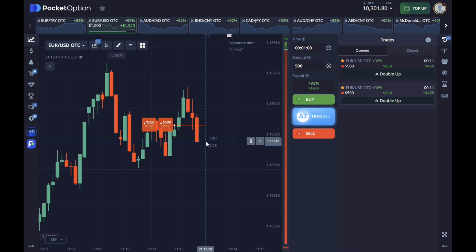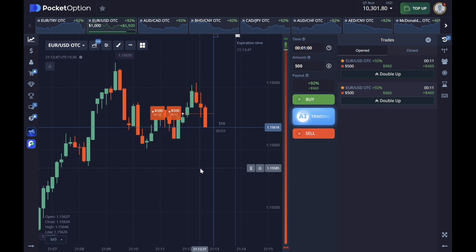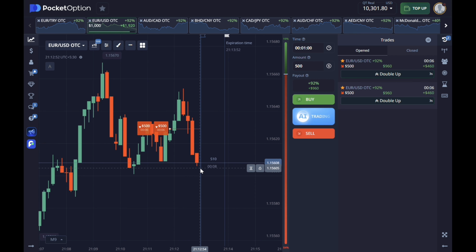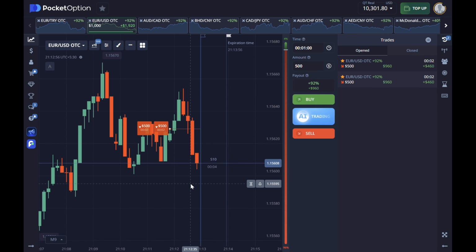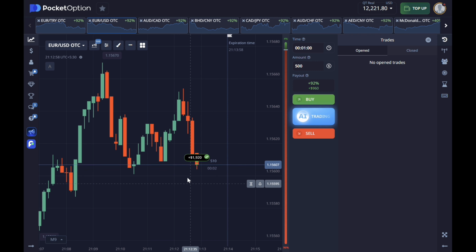The red candle broke the low of the previous green candle. This confirmed that the momentum is now shifting to the sell side. And based on this, we took a trade here, and our trade turned out to be profitable.